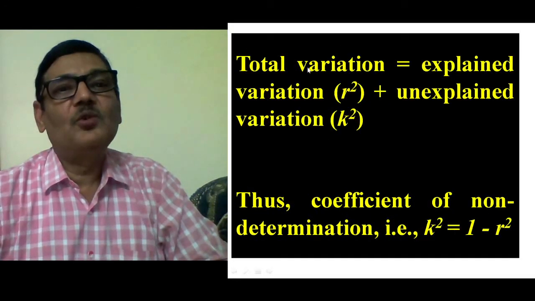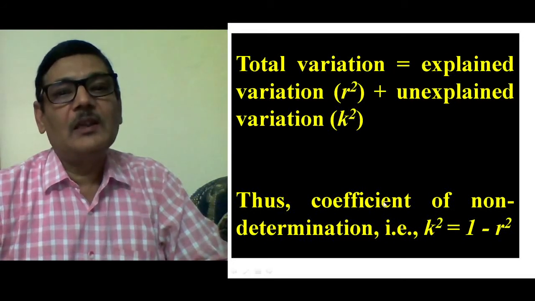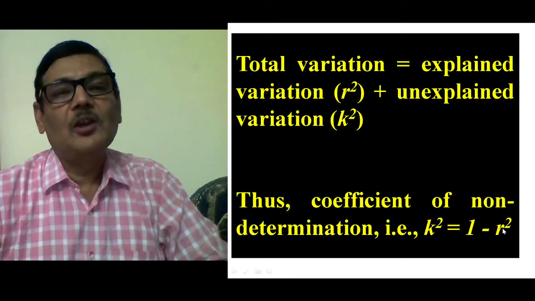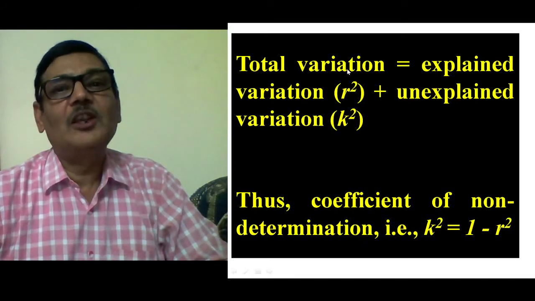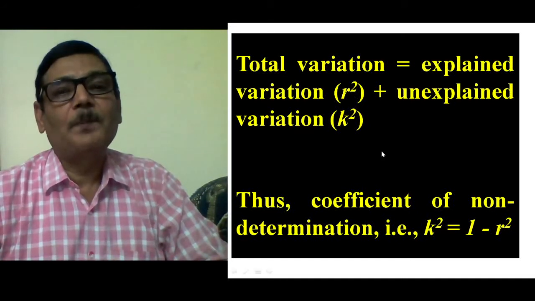And see, the total variation is equal to explained variation, which is indicated by r square, plus unexplained variation, and that can be indicated by k square. This k square is the coefficient of non-determination, and this will be equal to 1 minus r square. So if we have to know the total variation, that will be r square plus k square.